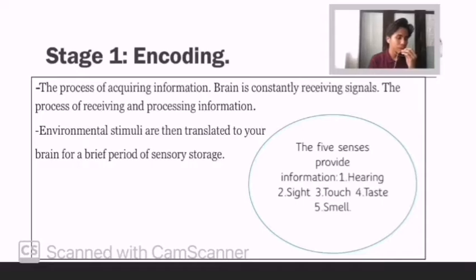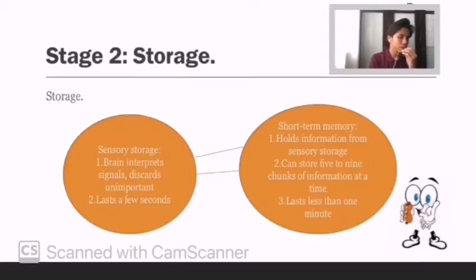Number one, hearing. Number two, sight. Number three, touch. Number four, taste. Number five, smell. Stage 2, storage. Sensory storage: the brain interprets signals and discards unimportant ones; it lasts a few seconds. Short-term memory holds information from sensory storage and can store 5 to 9 chunks of information at a time.